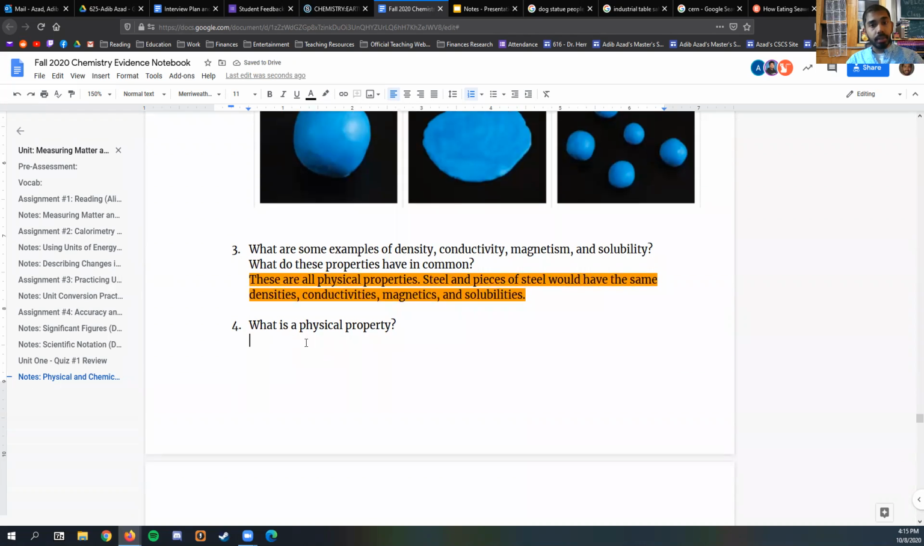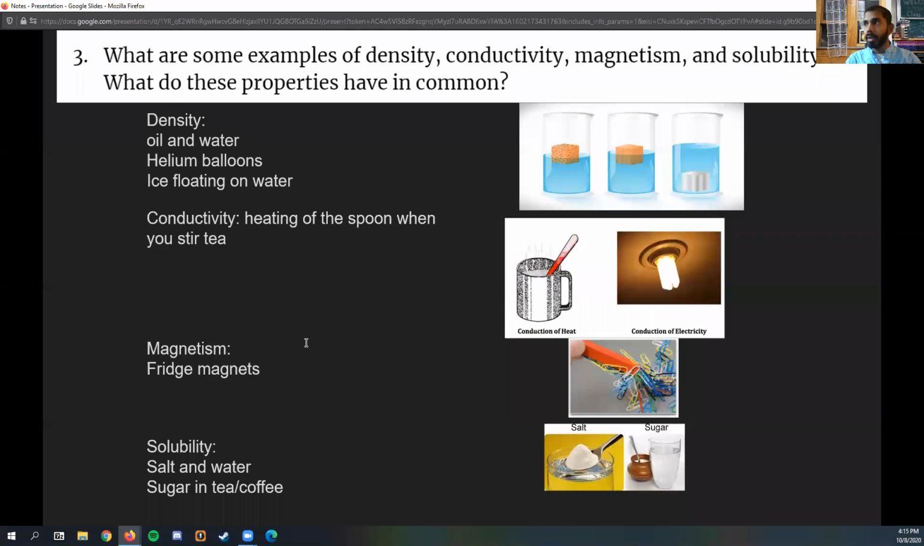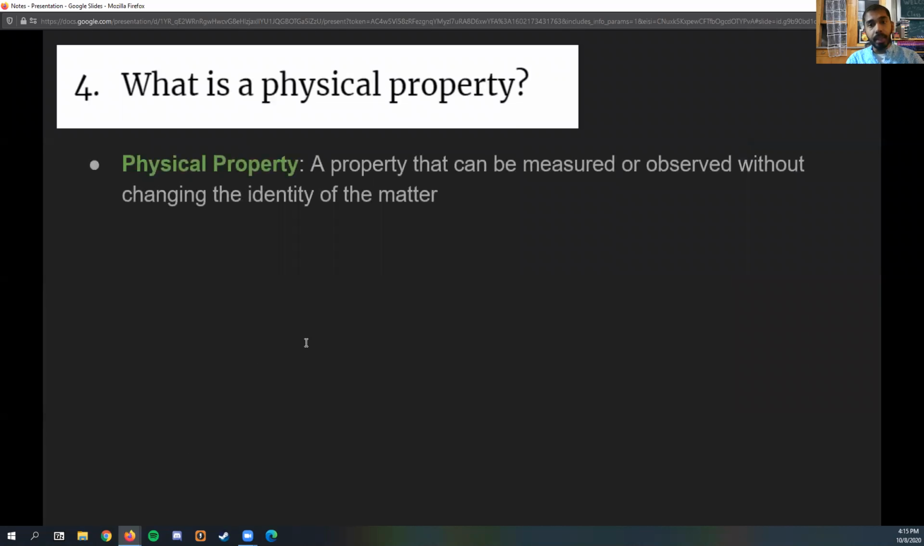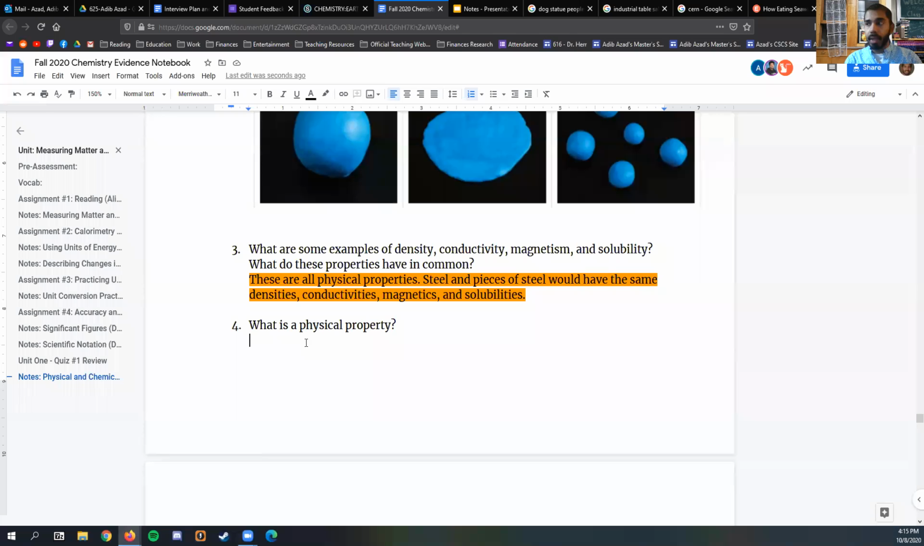And so what is a physical property then? If it's all these things, what is the commonality there? The commonality is that a physical property is something that can be measured without changing the identity of that matter, of that object. So if you're trying to take something size or get its shape, those are all physical properties. So it's a property that can be measured or observed without changing the matter slash object identity, right?